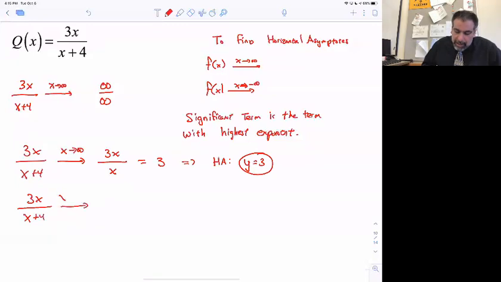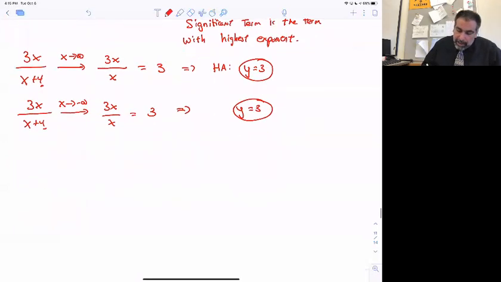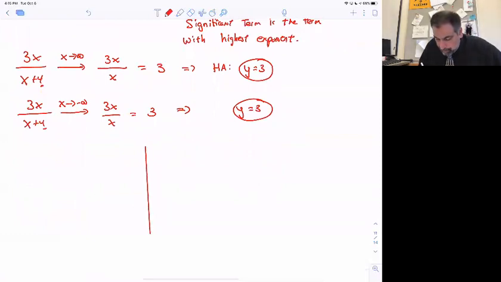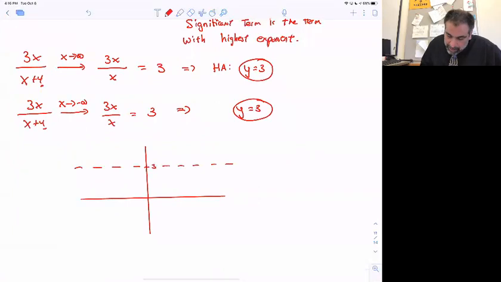But as x goes to negative infinity, no surprise, again, that 4 is not significant at all. So this again is going to behave like 3x over x, and we're going to get 3 on the left-hand side. So again, we're going to find a horizontal asymptote at y equals 3. When you go to graph this, we're not going to make a perfect graph, but what we know is at the value of 3, we have a horizontal asymptote going to infinity and going to negative infinity.